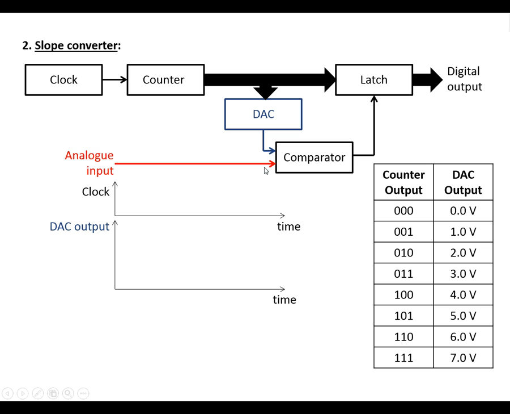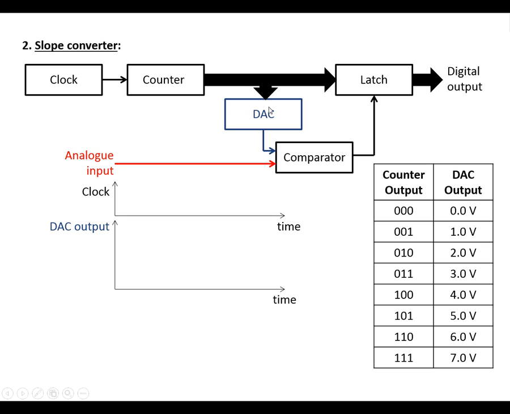And this is going to be compared with the analog input. So we've got the analog input coming in, we've got the digital output coming out. All the rest of this is hidden within the system. The comparator will then drive the latch, and the latch will be used to latch the word that's at the input here to the output.